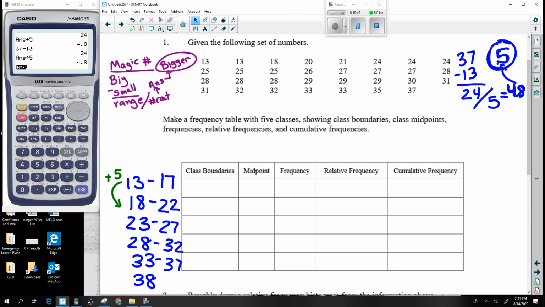So we have our rough draft of our class boundaries, and this is the hardest part to construct. We made our magic number, and then we begin with the smallest number that you have. Then you add the magic number going down, and then it's one less to find where those boundaries end. Now, what are the actual class boundaries?